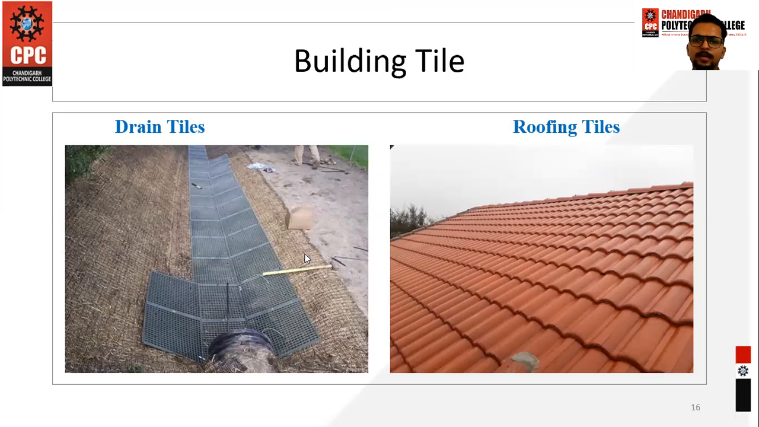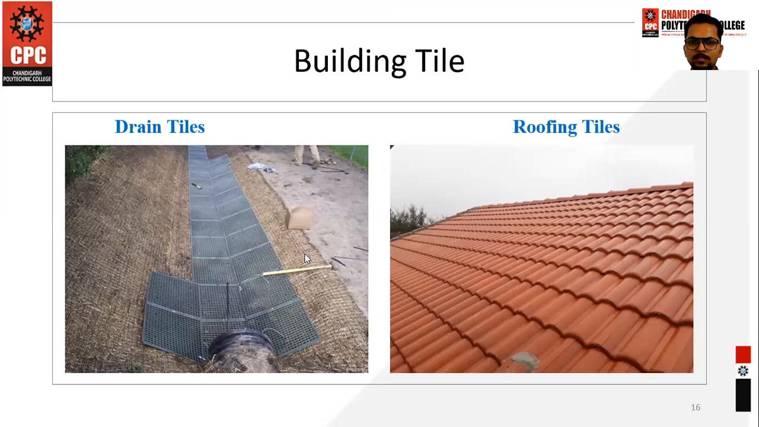Then the third type is drain tiles. Drain tiles are mostly used in drain areas, and the main property they should have is low porosity. They should not be porous enough to absorb water. They should not have the permissibility to absorb water, so that the water stays on the surface and is not absorbed by the tiles.